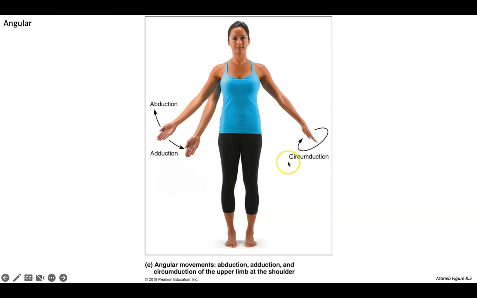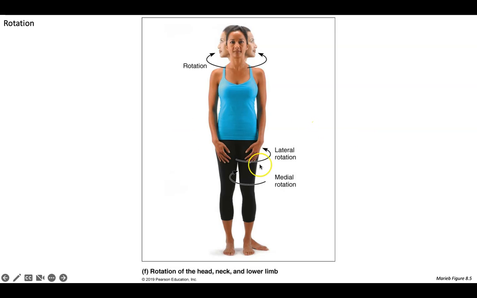And then circumduction is circle, so it's a circular movement at that joint. Again, we can do that at the shoulders, but we can also do that at the hips to some extent, although it's much more limited. Additionally, you can also move your head. You can rotate it left and right. So that's also an example of rotation.